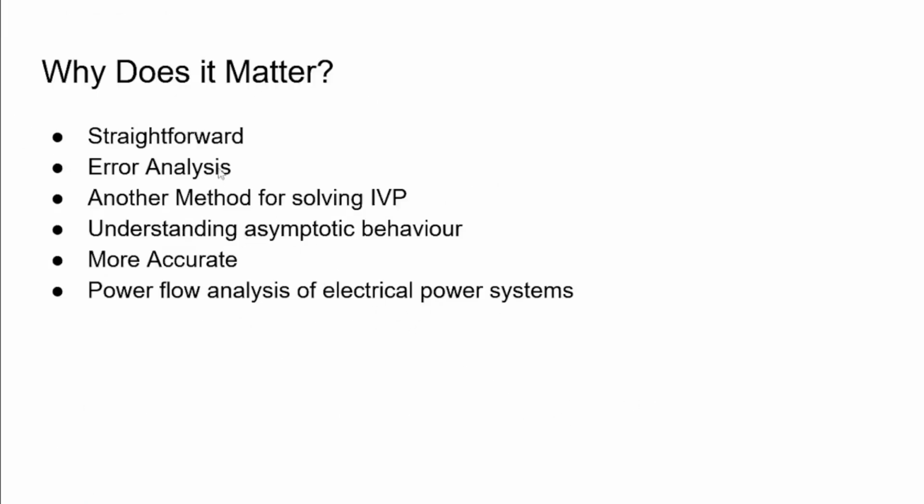So in the end, in general, this method, like I said, is very straightforward, and it's easier to use if possible. You're able to perform error analysis better in this method because you're taking the derivatives. It is another method for solving IVPs, so it's another method for you to use at your disposal if needed. And like the normal Taylor series, we can use this to understand asymptotic behavior if the function does. In general, this method is a little bit more accurate than most other methods.